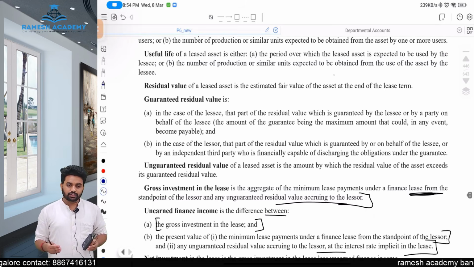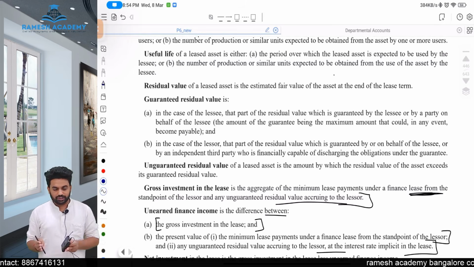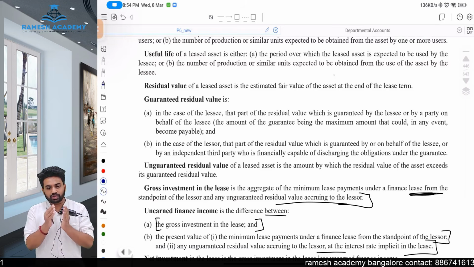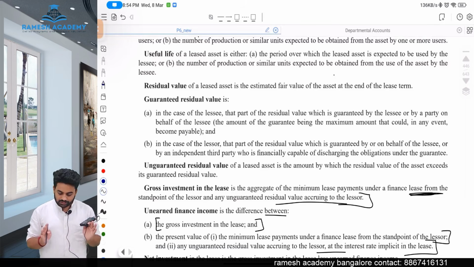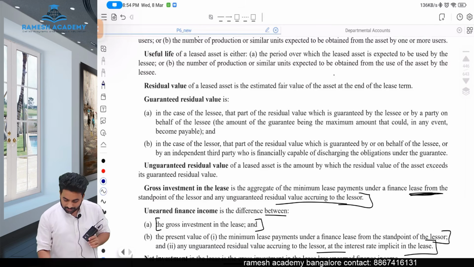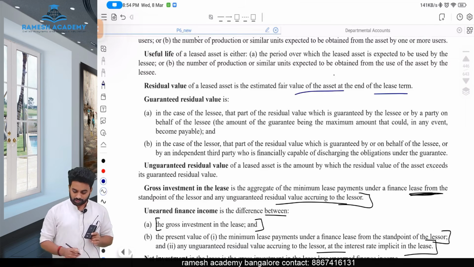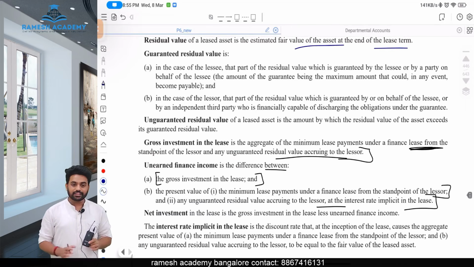What do you mean by residual value? After the usage of your asset in the lease term, the left out value of your asset is called residual value. See, the residual value of a leased asset is the estimated fair value of the asset at the end of the lease term. Okay, what do you mean by guaranteed residual value?